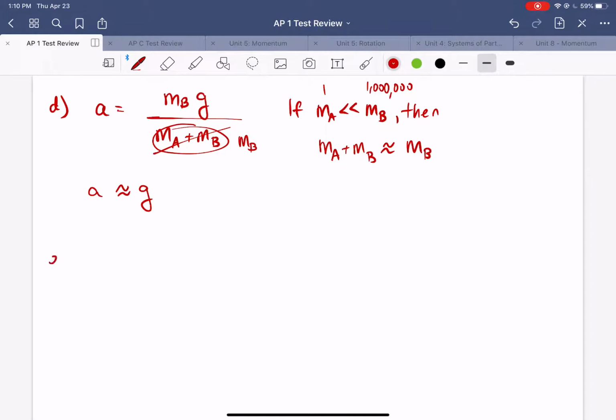All right, so the last part says that while the blocks are accelerating, the tension in the vertical portion of the string is T1. So now we replace the pulley of negligible mass with one that has a non-negligible mass. And now it wants to know how the tension in the vertical part of the string compares to the tension in the horizontal part of the string. It wants us to compare the vertical tension before and after replacing the pulley.